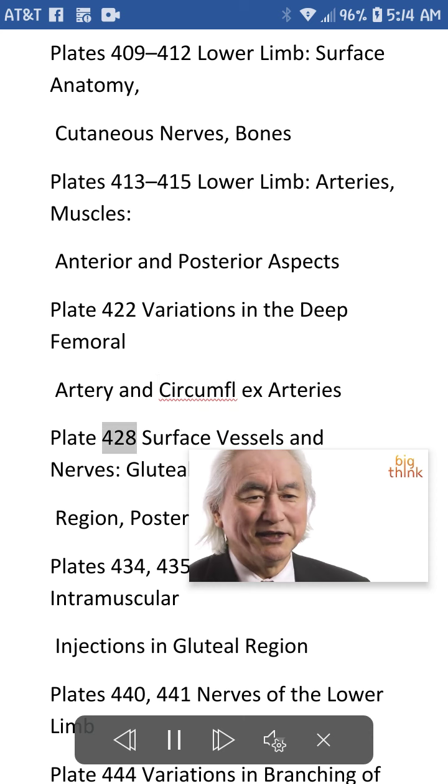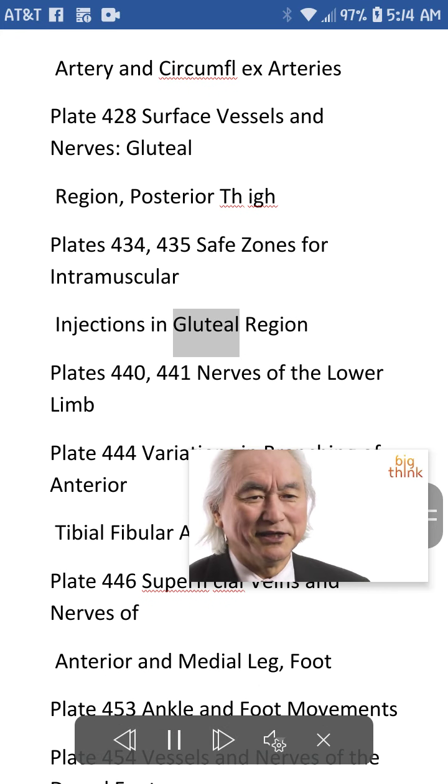Plate 428, surface vessels and nerves, gluteal region, posterior thigh. Plates 434, 435, safe zones for intramuscular injections in gluteal region. Plates 440, 441, nerves of the lower limb.